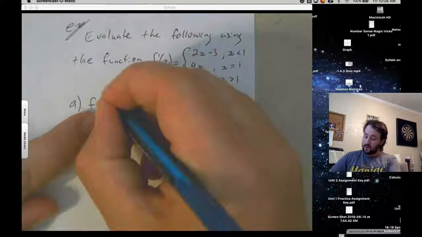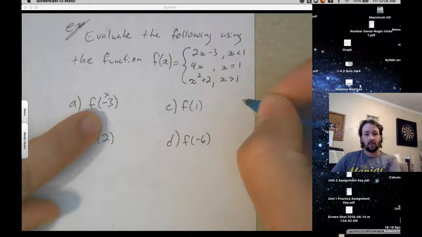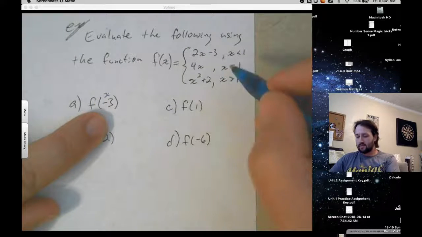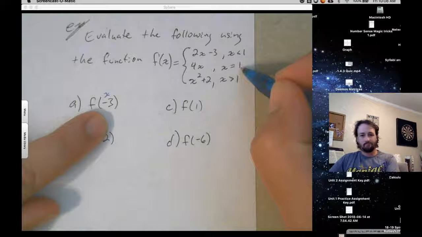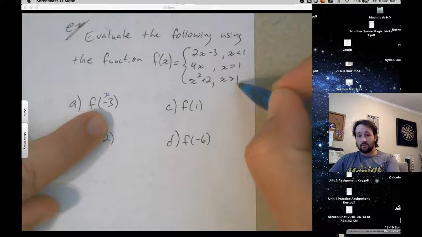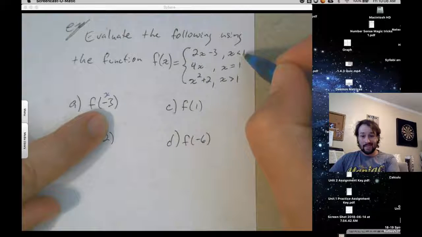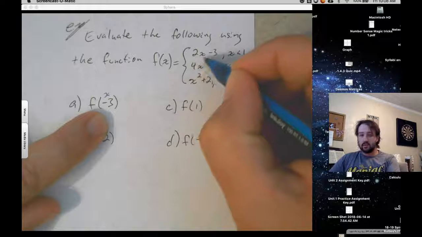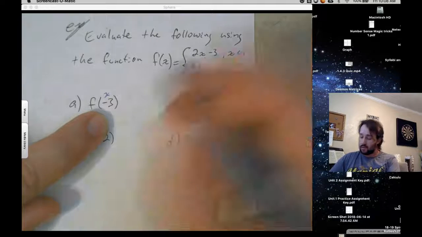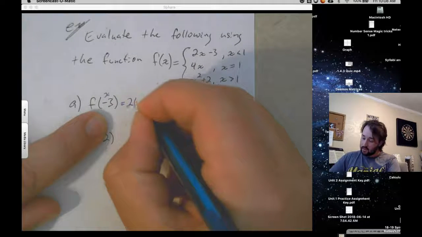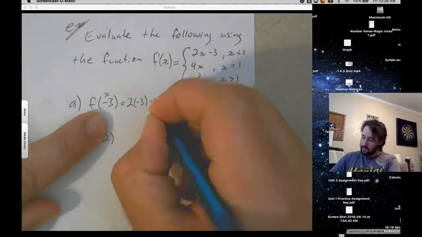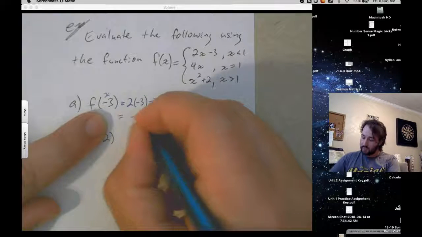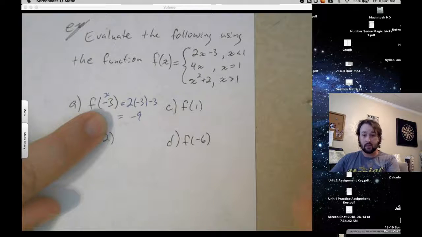So here, notice instead of an x, I have a negative 3. You have to ask yourself, is negative 3 equal to 1? No, it's not. Is negative 3 greater than 1? It's not. Is negative 3 less than 1? Yes! Since negative 3 is less than 1, it fits in this restriction right there. So I'm going to use this function to calculate my value. I will do 2 times negative 3 minus 3, which comes out to negative 9. That's the only value we have at that point.